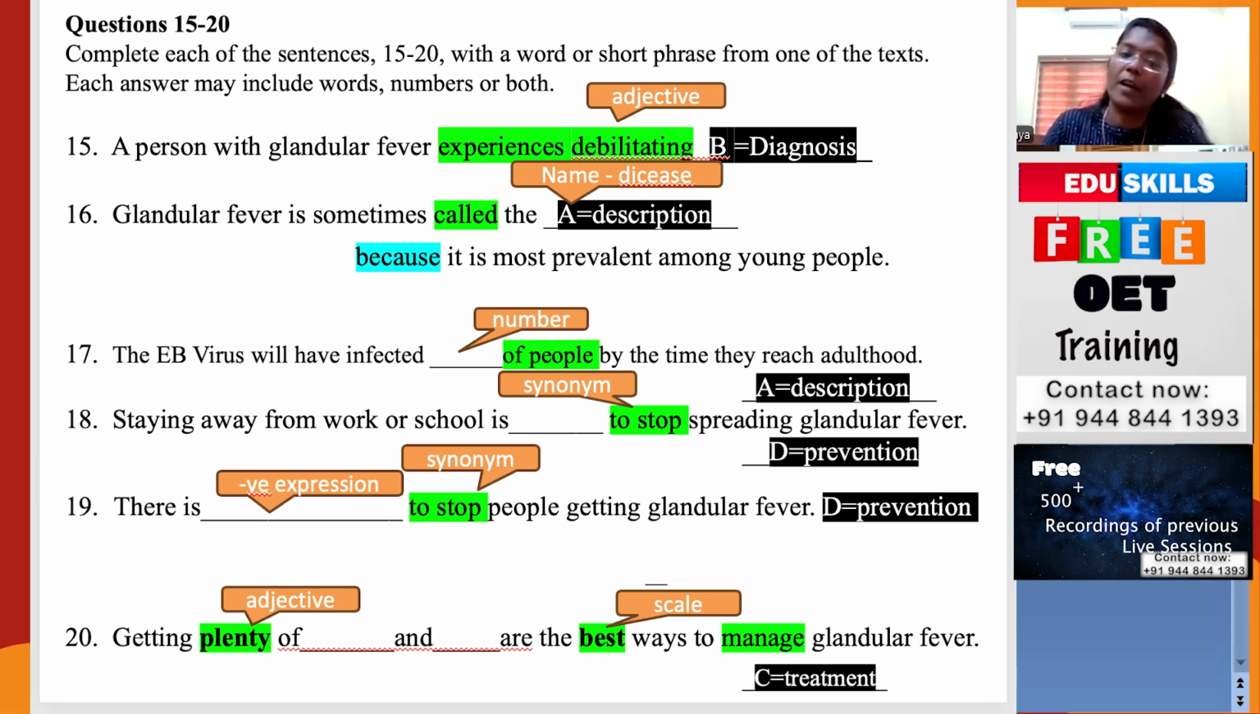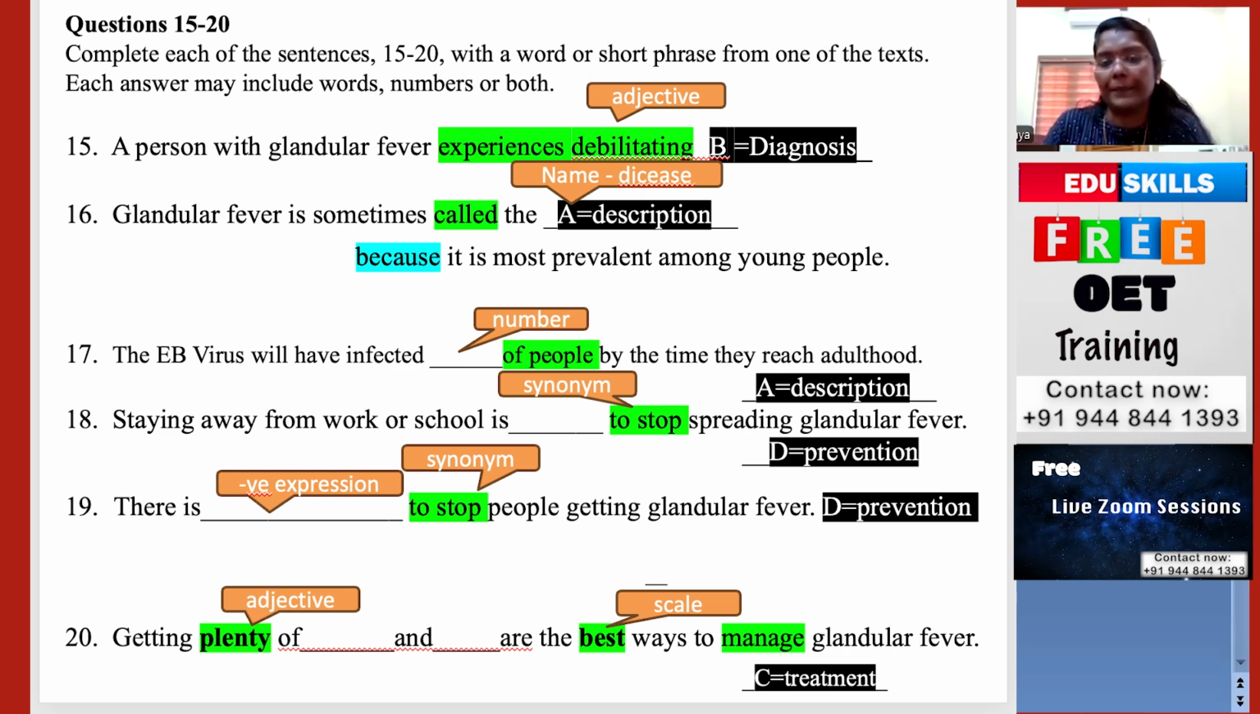Where can we find out this answer? In which text? Then the 12th question is: how many days will a person with glandular fever be poorly for? How many days? Poorly.